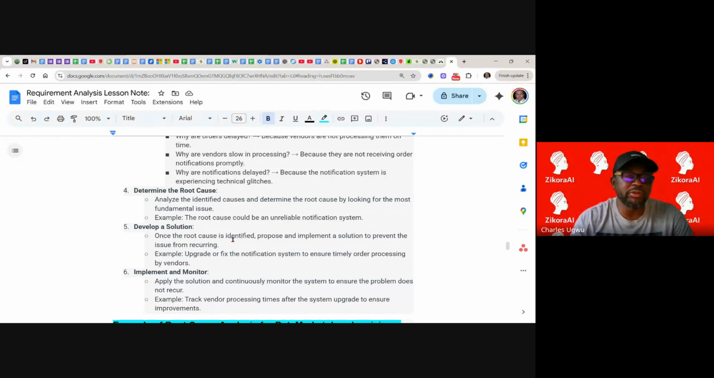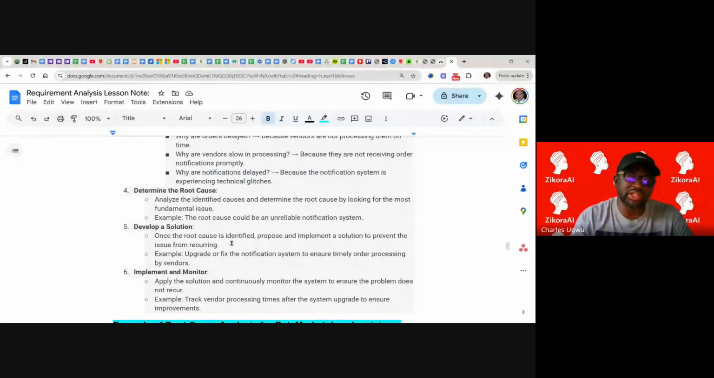Okay, developing solution, that is what we are here for. We develop solutions. If you are looking at the project we are working on, at this moment you are trying to find a solution. ERP is a solution to a problem. All of you know the problem you are working on at the moment. So you develop a solution.